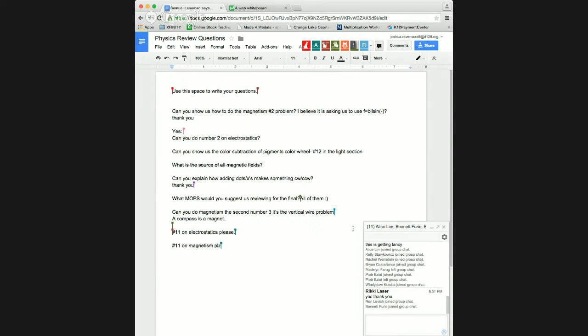Number 11 on electrostatics. Okay, so Coulomb's law. So I'll put that. This is Coulomb's law. The other number 3. Okay. All right, I'll come back to the magnetism one, the other number 3. Thanks for specifying there. Let me do the Coulomb's law one.